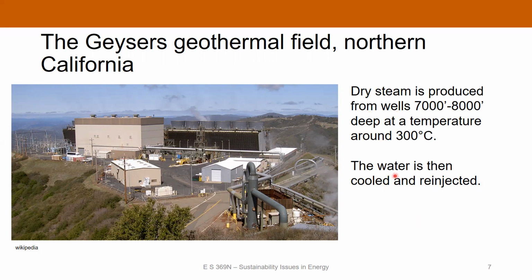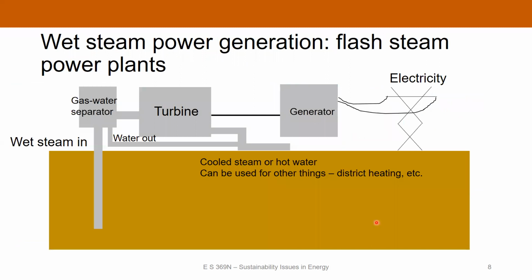The Geysers have been operating for a very long time, and it's a pretty good operation. Now, if you're at a slightly lower temperature and you're producing wet steam, you have to use a type of power plant called a flash steam power plant. The only difference here, compared to the dry steam case, is that you have to have a gas water separator to take in the wet steam and get just the steam by itself out to the turbine, and separate out the water.